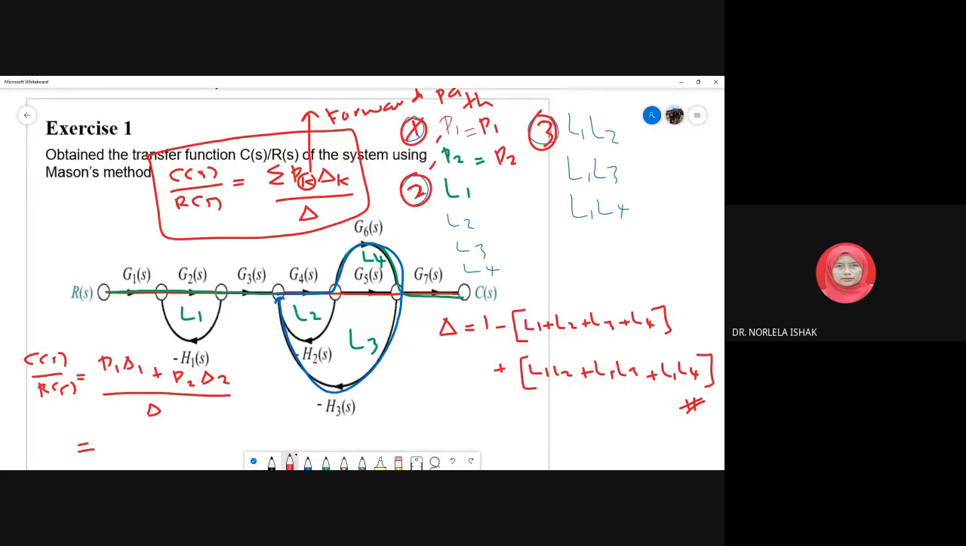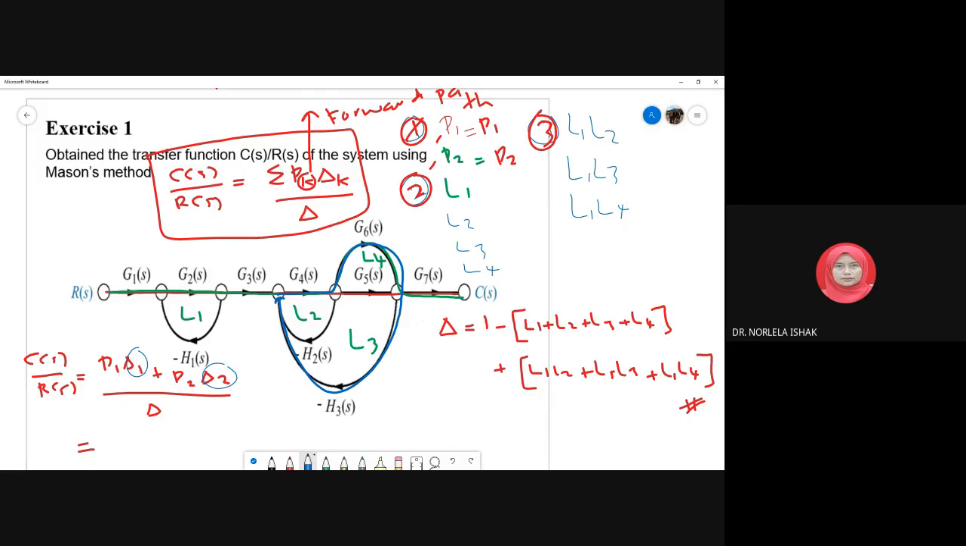Okay, now what do we want to define? We want to define cofactor number 1 and cofactor number 2. How to define cofactor number 1 and number 2? From the definition, the cofactor is defined by eliminating from the determinant those loop gains that touch the K forward path.